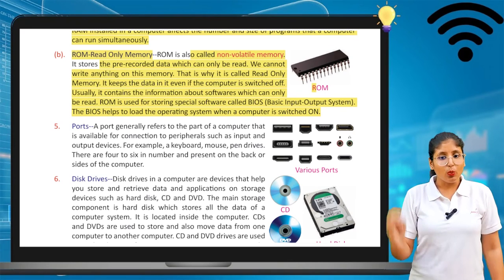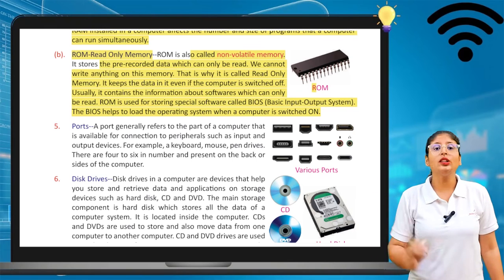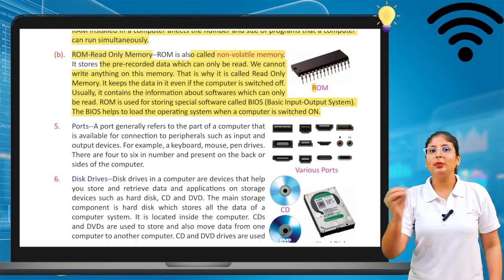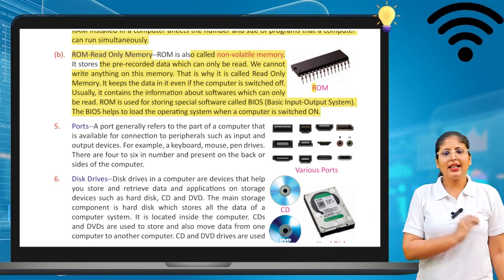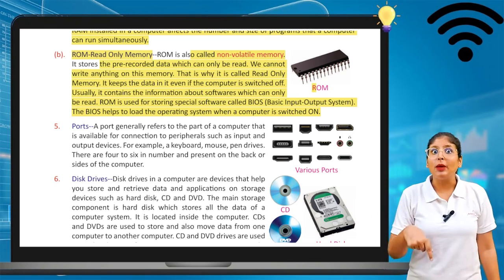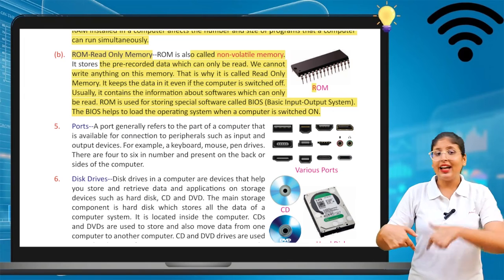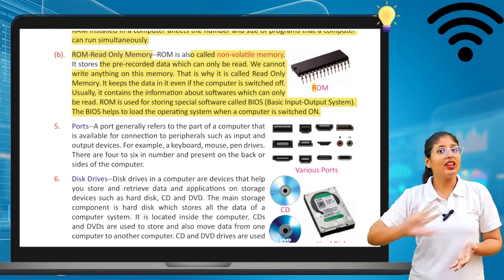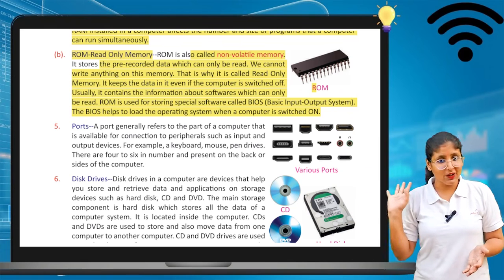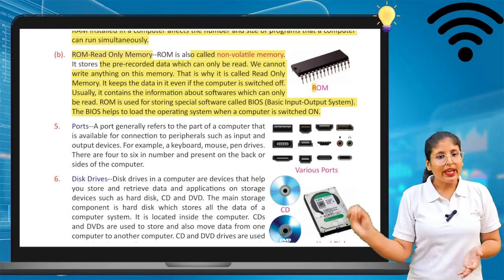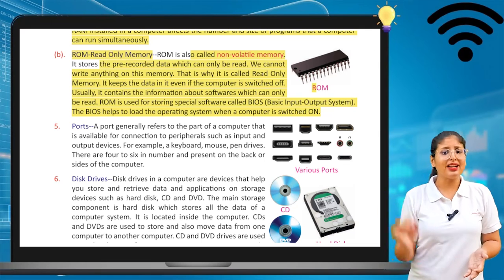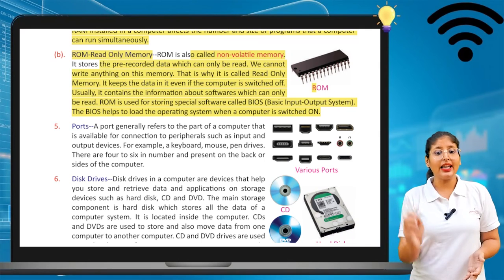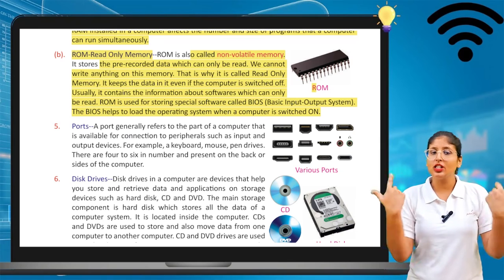We cannot write anything on this memory. In RAM we are able to write, but in ROM we cannot write on it. That is why it is called read only memory. RAM is known as read and write memory. ROM is read only memory. You can read, but you cannot write anything on it. It keeps the data in it even if the computer is switched off.